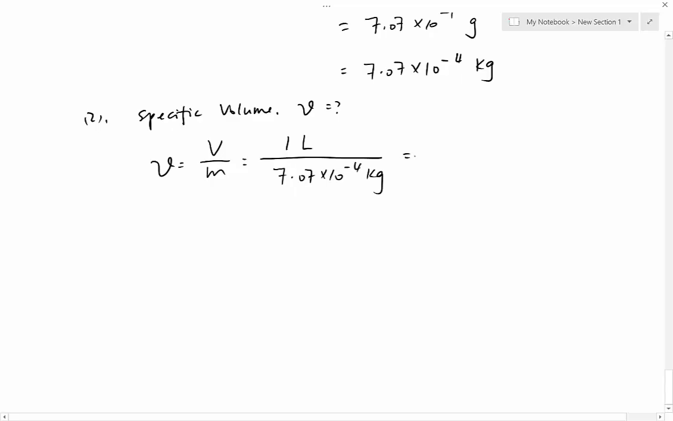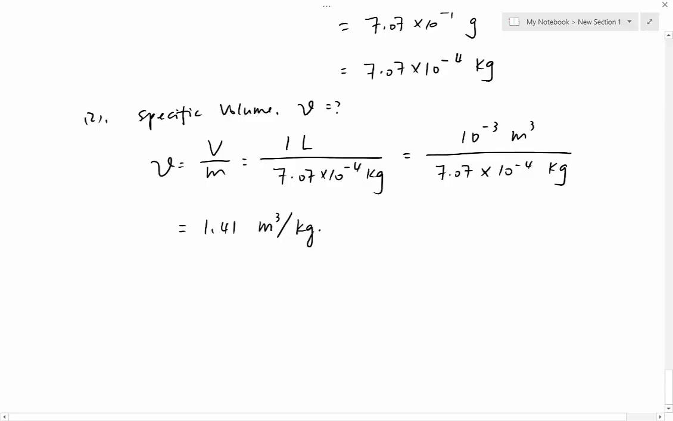Okay, so there's just one more thing we need to do, that is to convert liter to cubic meter. If you forgot, you can look it up online, and then 1 liter is equal to 10 to negative 3 cubic meter, and divided by mass, 7.07 times 10 to negative 4 kilogram. Okay, so the solution for specific volume here is 1.41, and then the unit that's left is cubic meter divided by kilogram. Okay, so that's everything for chapter 1.